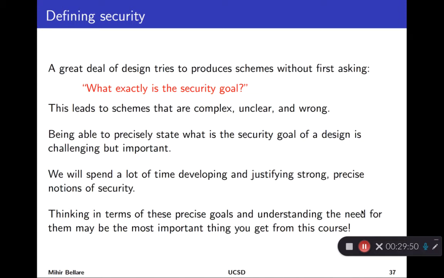So we will spend time thinking about how do you go beyond intuitive goals like, oh, from the ciphertext, I shouldn't be able to find the message, to something more mathematically and algorithmically precise with regard to what security you want to achieve. And we'll see this is subtle, but also very interesting. And this will eventually evolve into strong and precise definitions of security. And I think that these goals and what we call games that we use to specify them are really a central element of what you get out of the class.